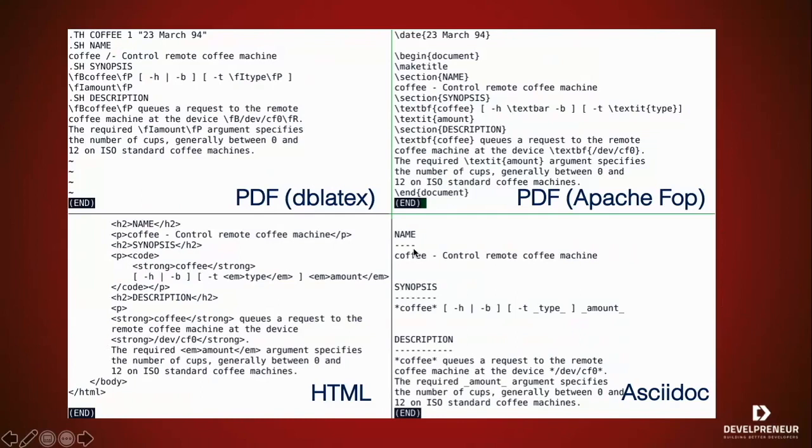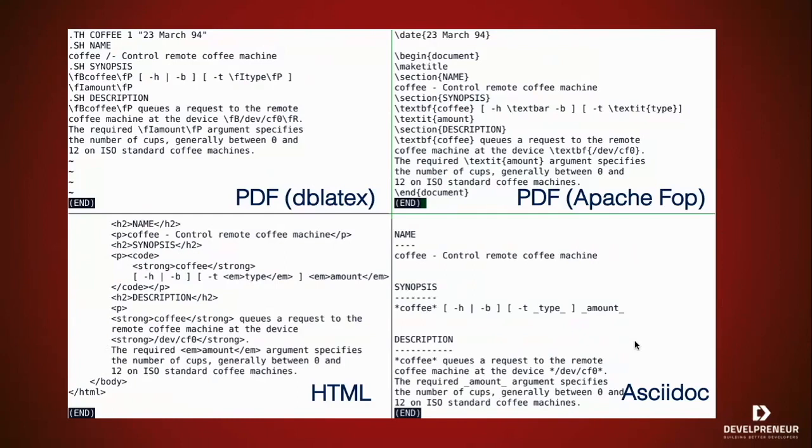In order to translate this clean text into HTML, you have to have all these different tags. With PDF, you have to have all the different PDF syntax. PDF FOP is a little cleaner to read, but you still have a lot more syntax in here than you would in a plain text document. So this is kind of the beauty of using AsciiDoc.